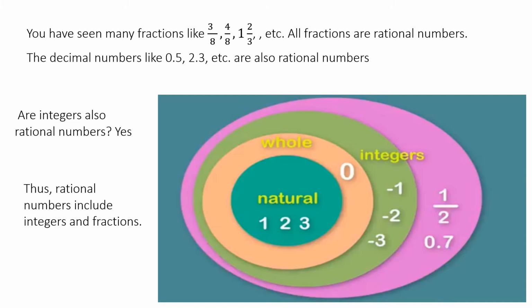Then the natural numbers are coming under rational numbers. All whole numbers are rational numbers. All integers are rational numbers. All fractions are rational numbers. And all decimals are rational numbers. Since all this collection of numbers can be expressed in the form of p by q.